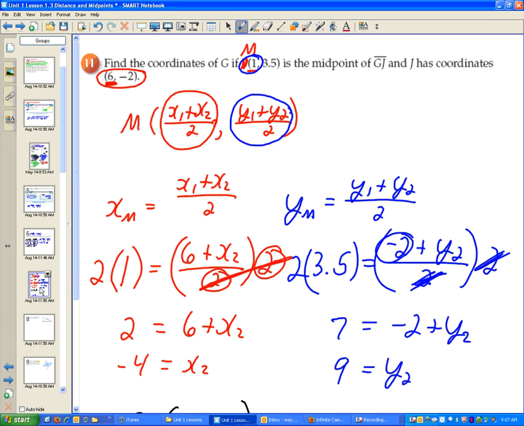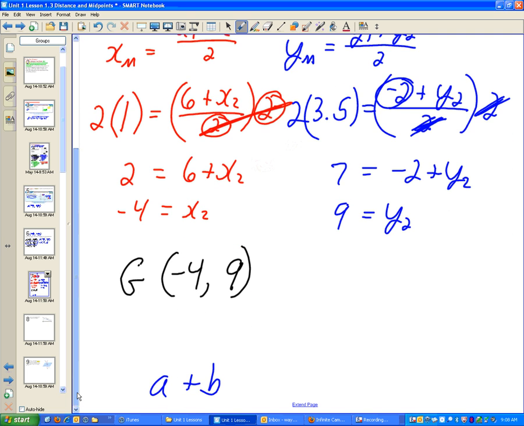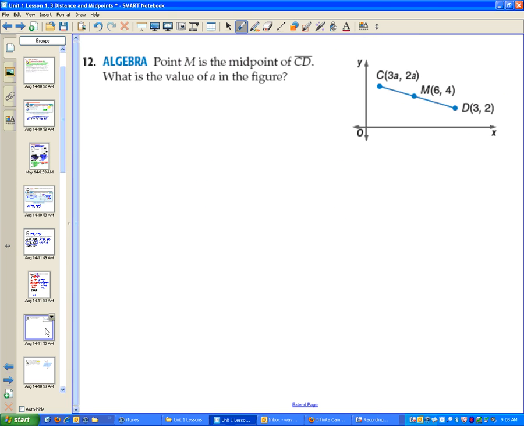Mm-hmm. Yeah, it'd be a little more involved solving it because it's a 3a instead of just an x, but yeah, same idea. It's just a little more involved solving it. Okay, let's see.